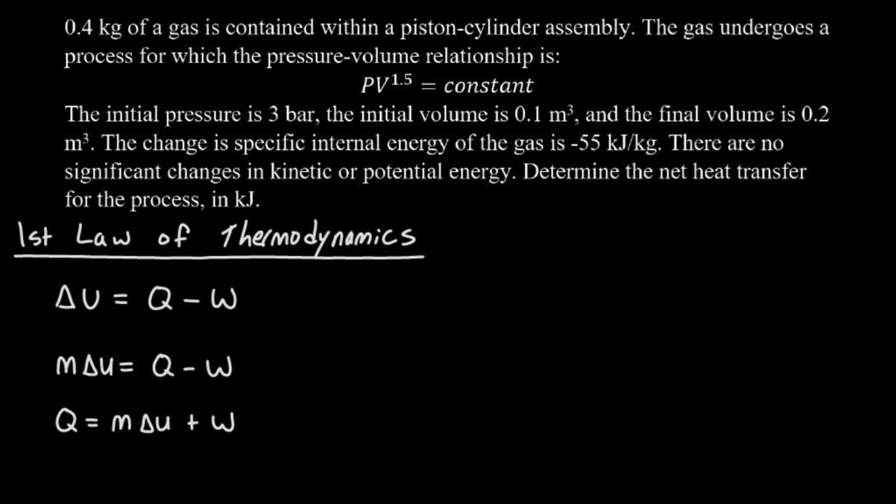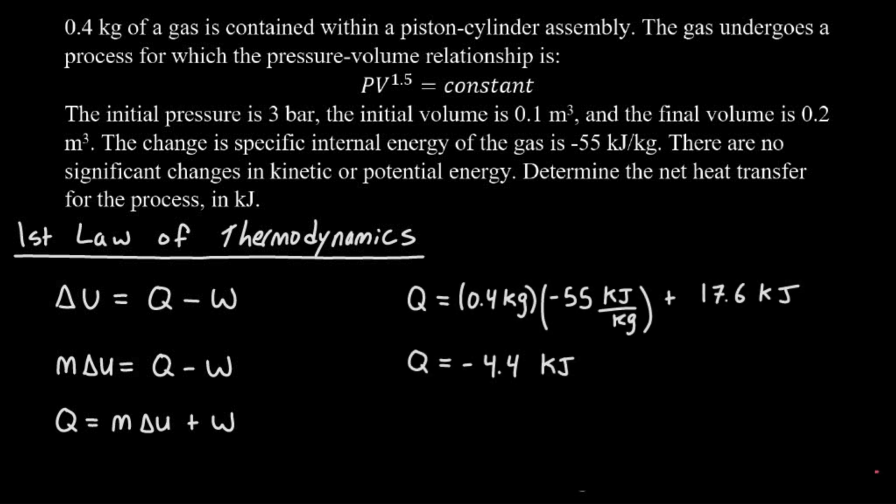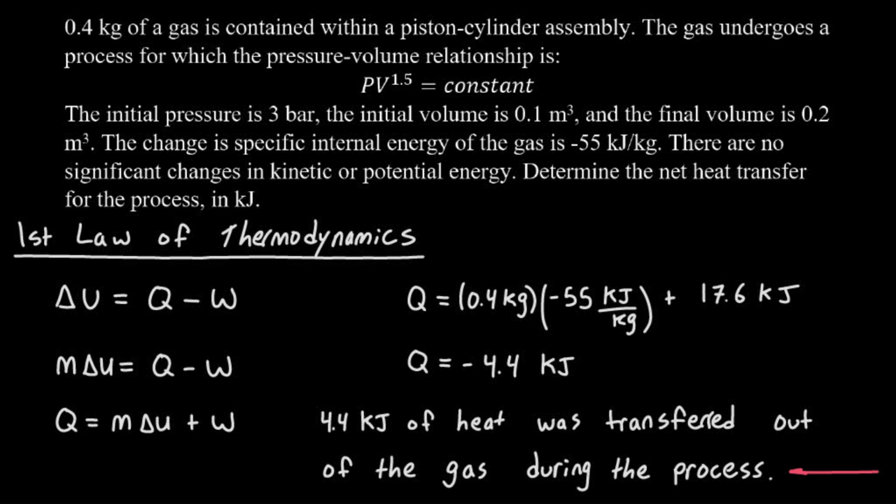We can use the work and the internal energy in the first law of thermodynamics to solve for the heat transfer. We just need to multiply the specific change in internal energy by the mass to convert it to the change in internal energy. Now that we have consistent units, we get that the heat transferred is negative 4.4 kilojoules. Since that's a negative number, we know that 4.4 kilojoules was transferred out of the gas during the process.